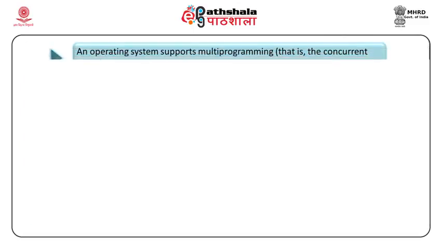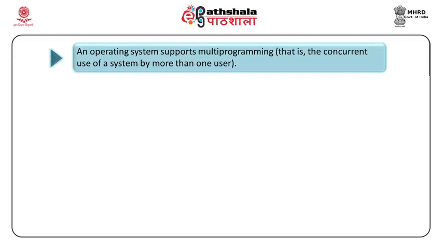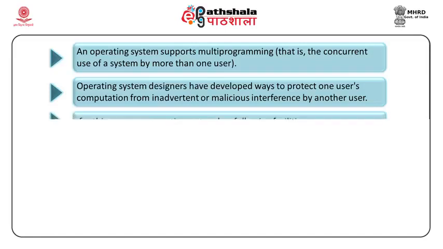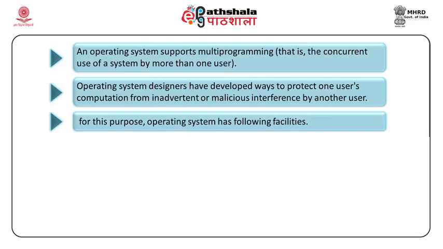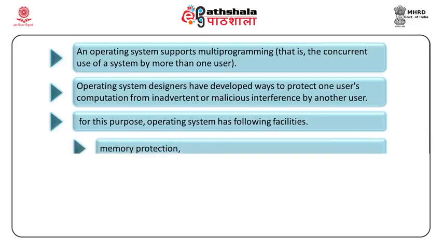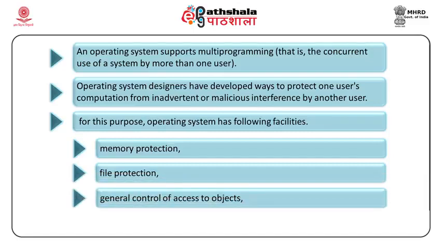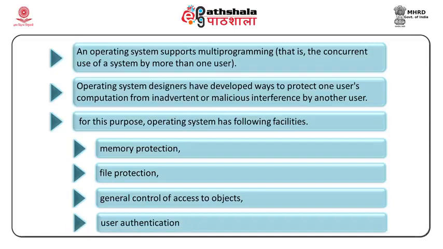An operating system usually supports multi-programming. It supports concurrent use of a system by more than one user. Operating system designers have developed ways to protect one user's computation from inadvertent or malicious interference by another user. How does it do that? For that, the operating system has the following facilities: memory protection, file protection, general control of access to objects and user authentication.